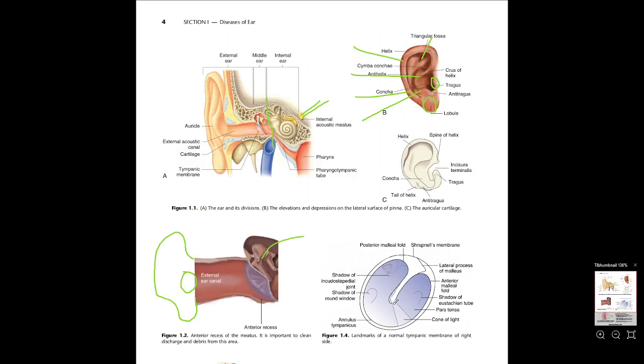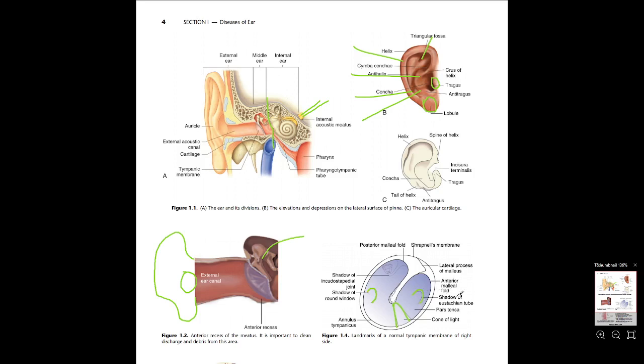This is the cone of light. Whenever you shine light on the tympanic membrane, you'll always see a cone of light. In this part there's only light, like it's shining like a bulb. Then there's the shadow of the round window, and then there's the shadow of the eustachian tube.